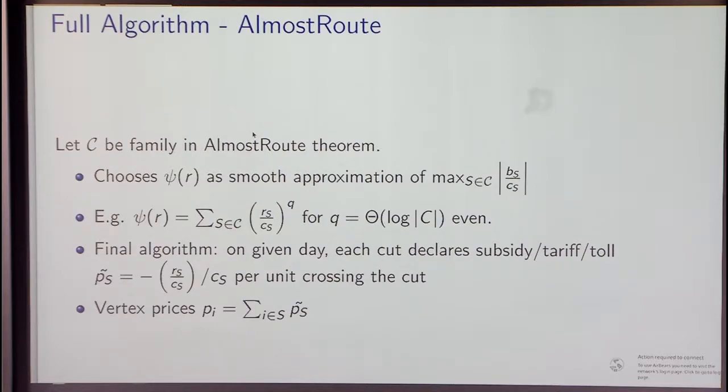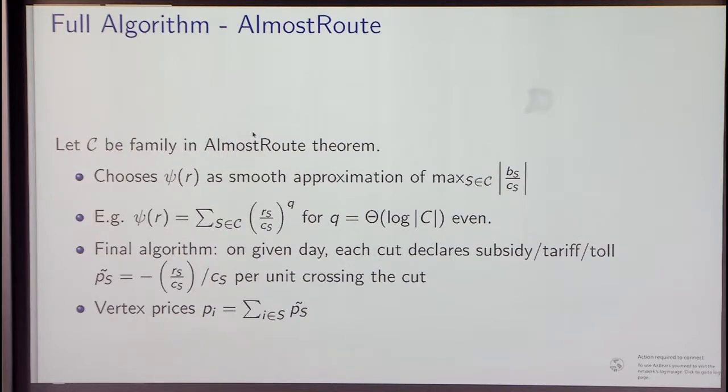That should be RS over CS to the Q minus 1. It's definitely in the tab. RS over CS, that's RS over CS to the Q minus 1. Yes. Okay. Then it's the gradient. Right. So in particular, right.